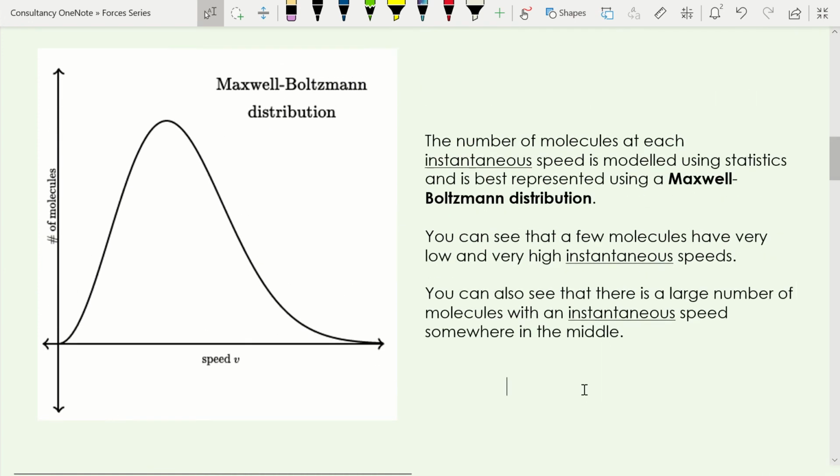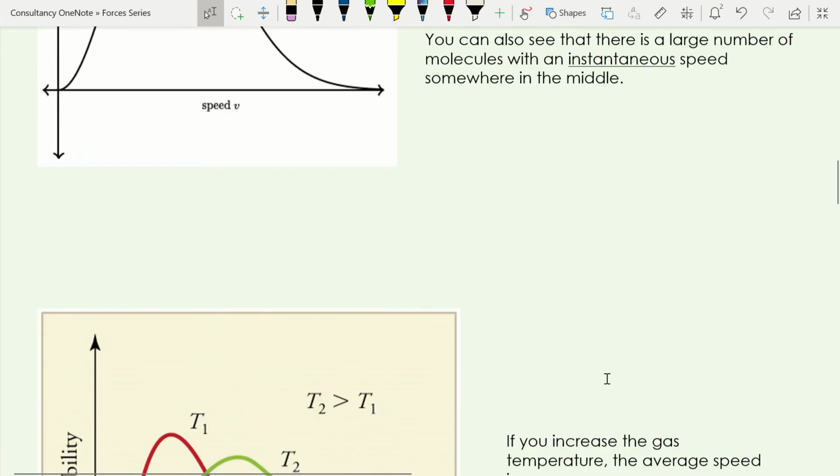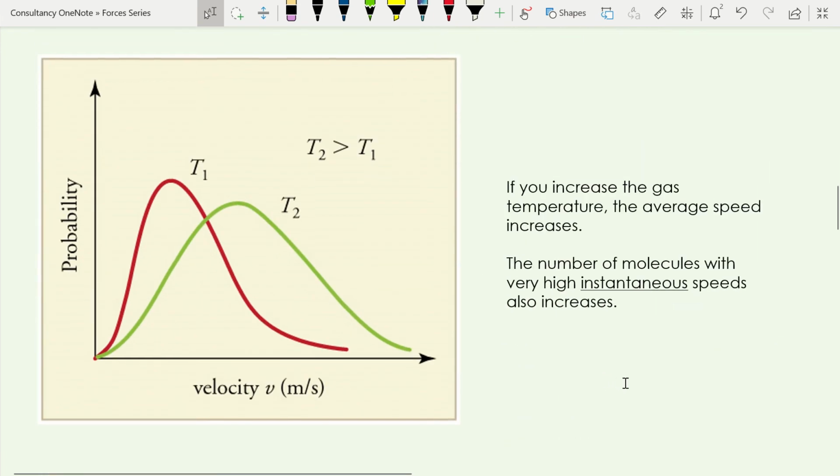If we want to instead describe the average speed, what we can do is think about how that is affected by changing the temperature. So what I'm going to show you here is what these distributions look like as you change the temperature. And as it says here, the high green one is a higher temperature gas than the red one. So in terms of describing the average speed, what we can see here is that the average speed increases when we increase the temperature.